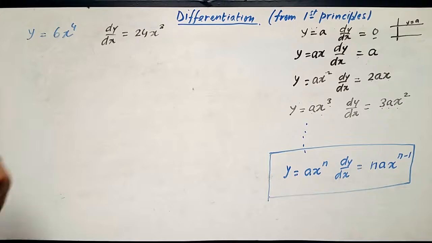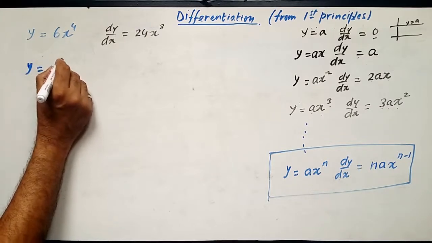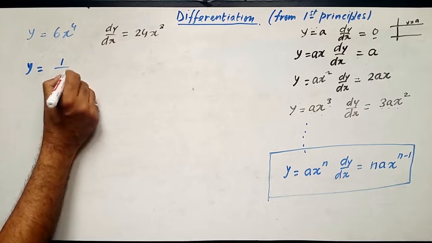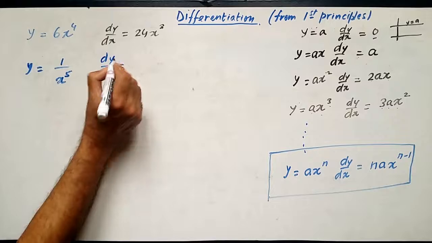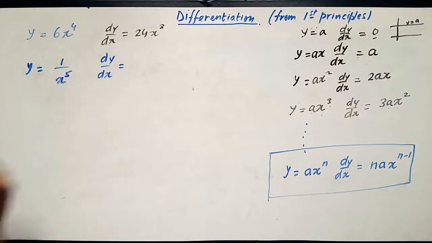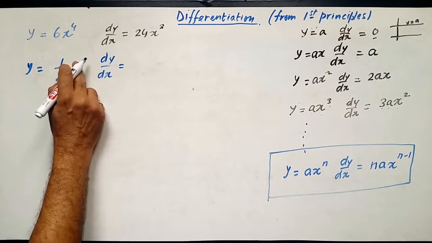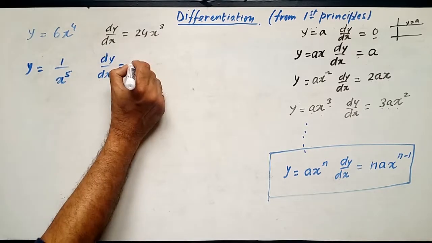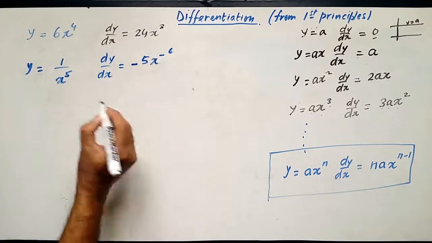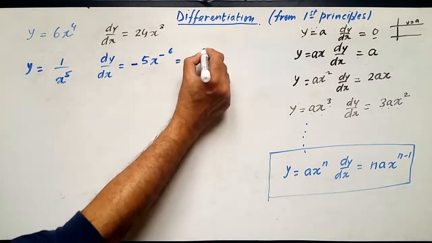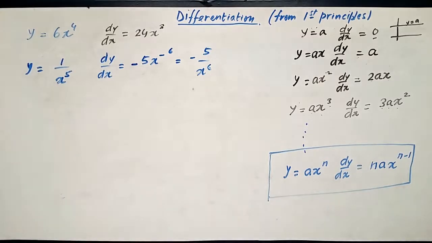Let's take another example. Y is equal to 1 upon x to the power 5. So dy by dx will be equal to, 1 upon x to the power 5 means x to the power minus 5. So it will be minus 5 x to the power minus 6. So it means this is equal to minus 5 upon x to the power 6.